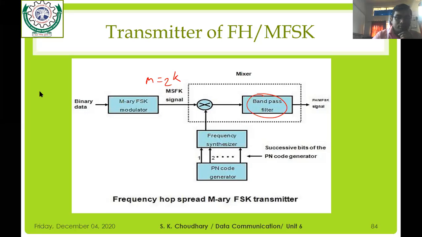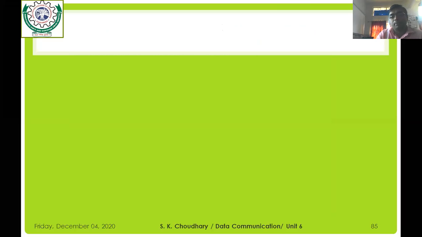Okay, so in this way you can see that if the number of successive bits to the output of the PN code generator is n, then the frequency synthesizer will generate 2 raised to the power n frequency hop signals. So the total bandwidth of this transmitted FH MFSK signal is very large, on the order of some gigahertz. So this is all about the FH MFSK transmitter.